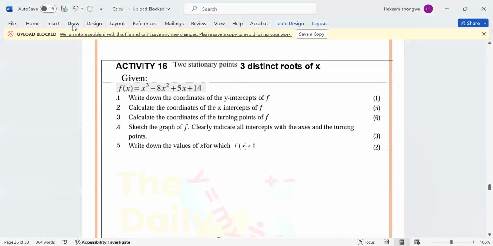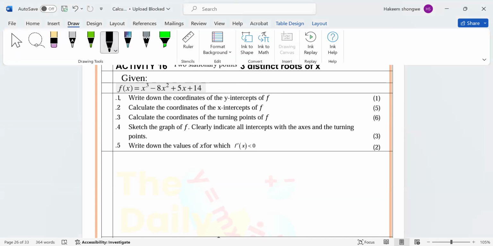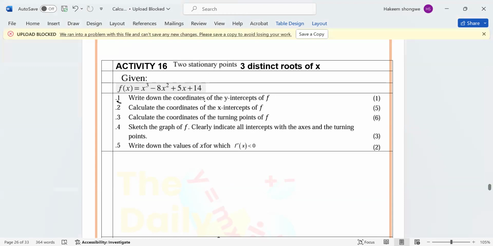So we are supposed to, first, number 1, determine the coordinates of the y-intercept. By now we know how to get the y-intercept. Okay? We put 0, we put 0, we put 0, and then we're left with what? y is equal to 14. And then they'll give us 1 mark for that. Okay? Number 2, they will say, calculate the coordinates of the x-intercepts.